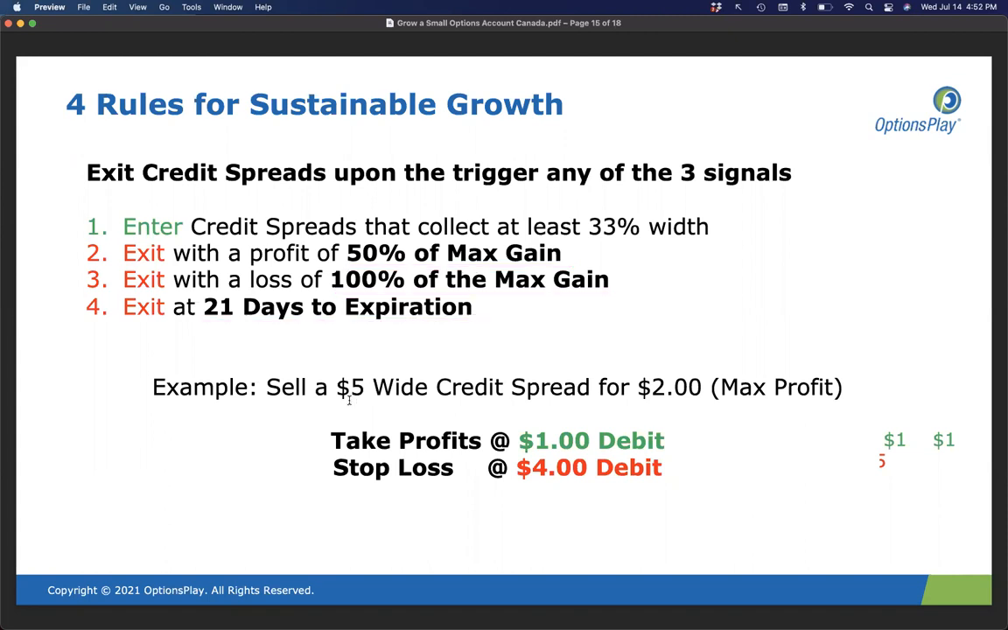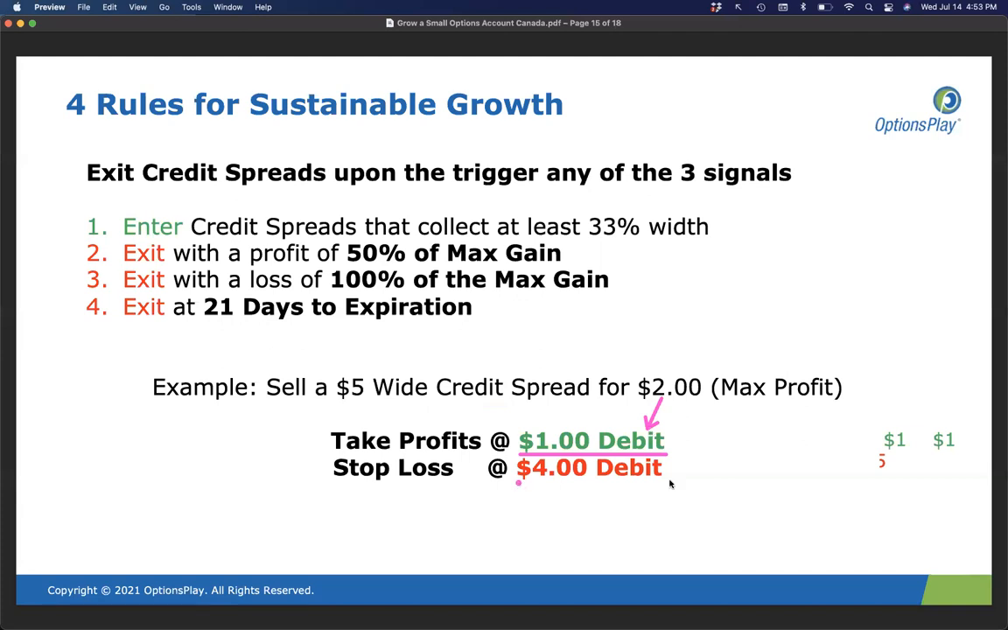So as an example, if I sold a $5 wide credit spread and I collected $2 for it, in this particular example I'm collecting 40% of the width, because $2 out of $5 is 40%. What I want to do is put in an order to take profits at $1, because that is half of the max profit that I can potentially make. If I sold something for $2 and I can buy it back for $1, my profit is $1. That's half of the max profit.